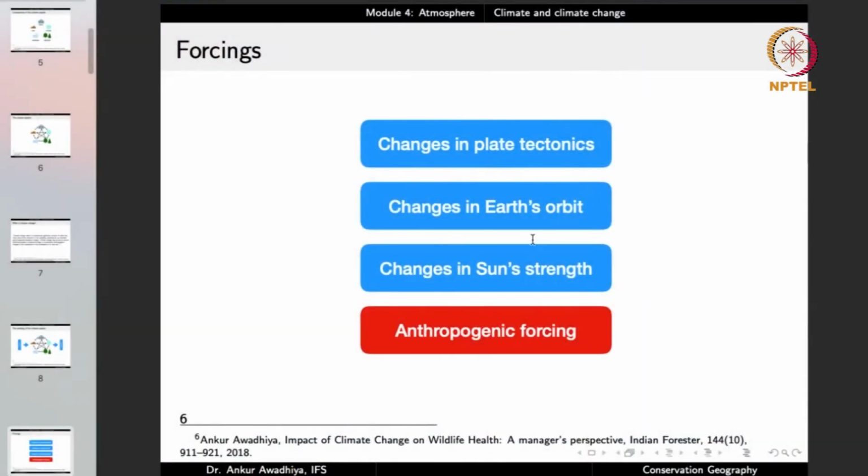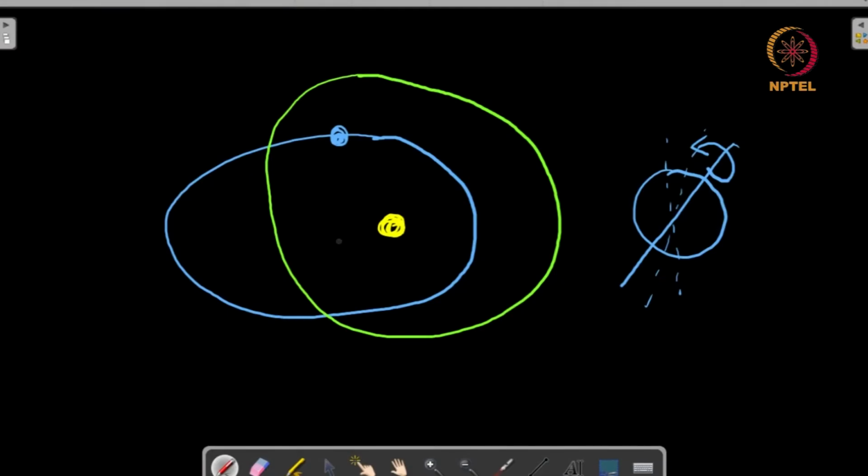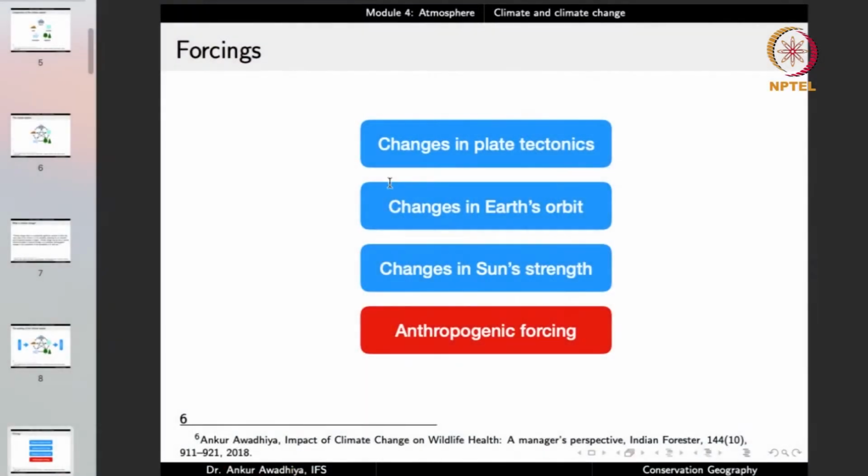So we can have changes in the Earth's orbit which can result in changes to the climate, or we can have changes in the sun's strength. Now the whole of the climate system is being given energy by the sun. Now, if the sun gives out more amount of energy, the whole system will get heated up. So that is another forcing. But these forcings are few and far in between. They are not that important today.